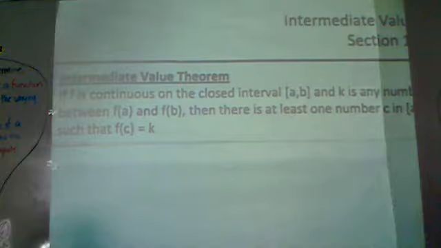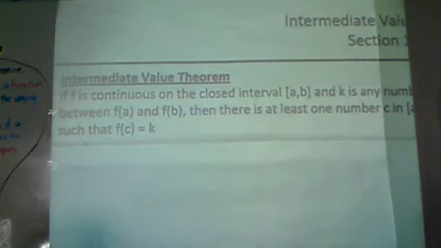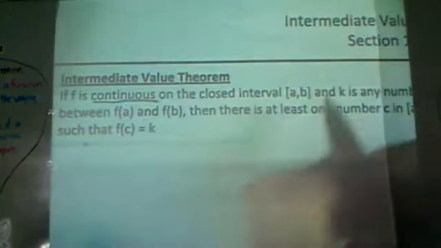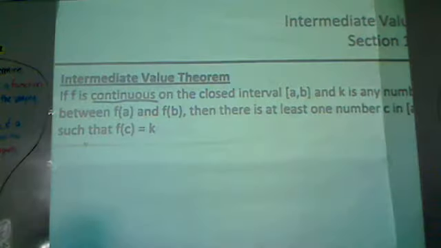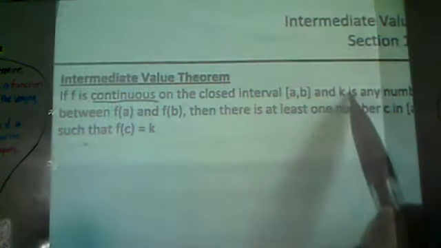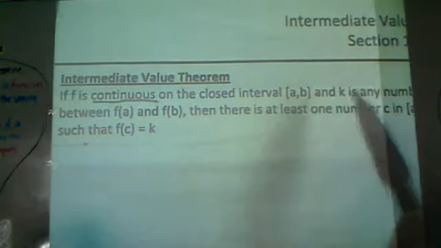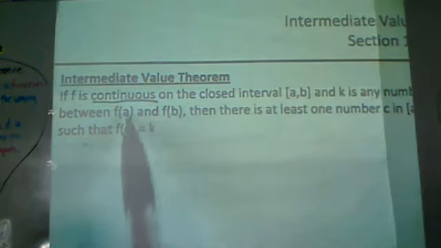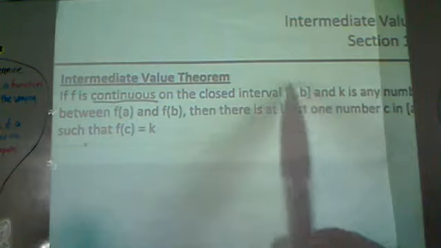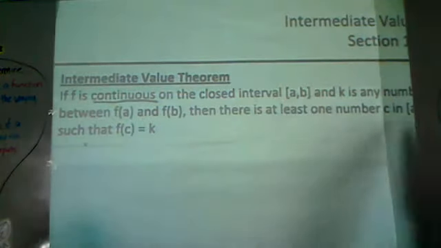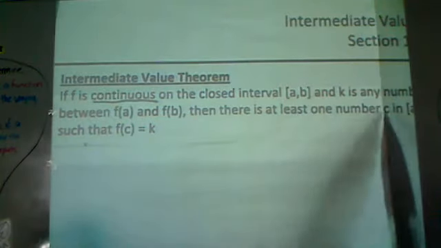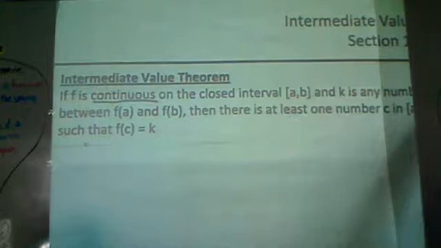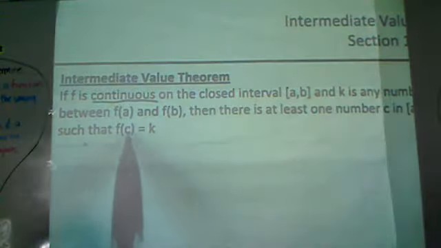The theorem states that if f, a function, is continuous on the closed interval from a to b, where a and b are some x values, and k is any number between f of a and f of b, so k is some y value between the two y values on the endpoints of your interval, then there is at least one number c, so some x value in [a, b], such that f of c equals k.